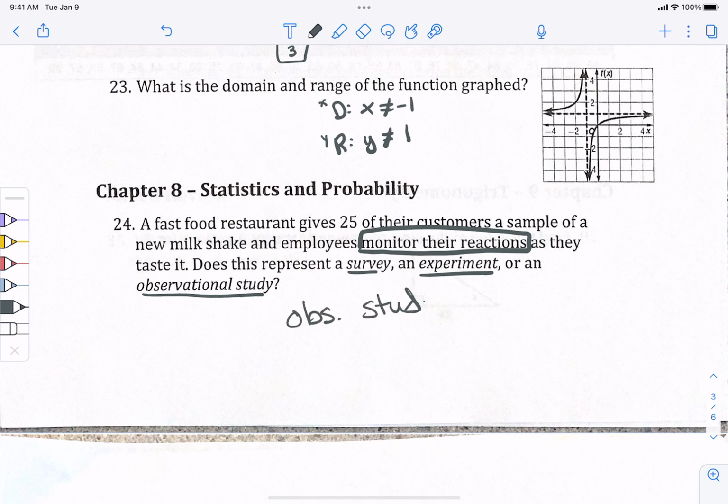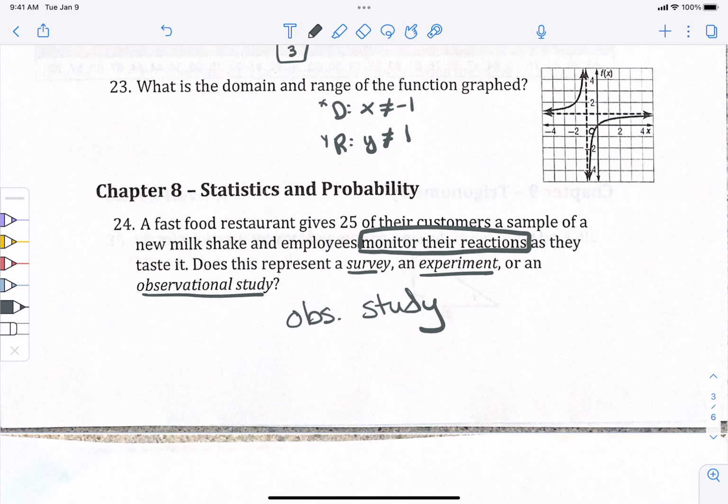Now, it is only an experiment if we split them in half and give half of them the milkshake and half of them something else, right? That would be an experiment. We're running something against itself. That's how an experiment works. So an experiment is 2 groups. This is only one group of 25 people. I'm giving them a milkshake and I'm saying, I want to see your reaction.